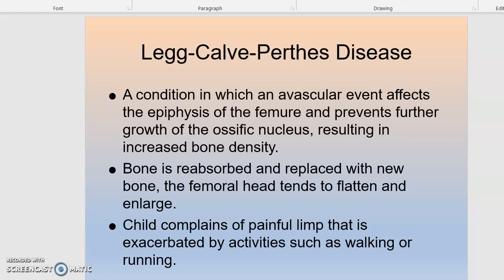Our next disorder we're going to talk about is on 1232, Legg-Calvé-Perthes. It's an avascular event affecting the epiphysis of the femur and prevents further growth of the ossific nucleus, resulting in increased bone density. As the bone is subsequently reabsorbed and replaced by new bone, the femoral head tends to flatten and enlarge. The child usually complains of a painful limp that is exacerbated by activities such as walking or running.